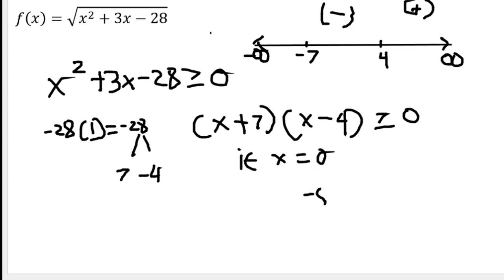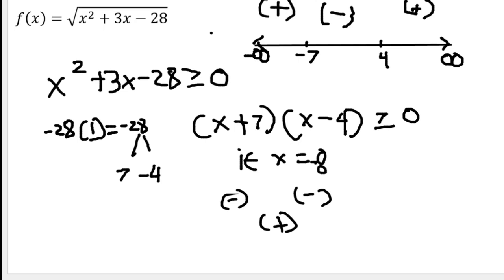Now, let's pick a number that is less than -7. So, let's pick -8. If we plug in -8 to our equation, this will give us negative, and we have negative, and we multiply it, so we get positive. So, we have a positive region here.